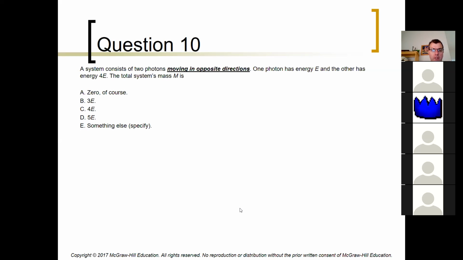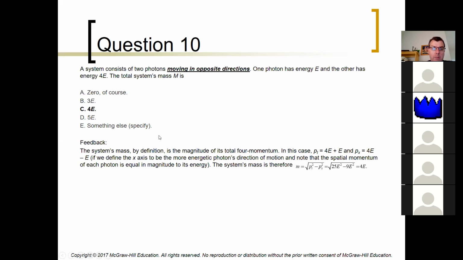All right, we still need 2 more people to vote. Still need 1 more person to vote. Okay, let's end the polling, show the results. And the opinion is very divided, but let's look at it this way.